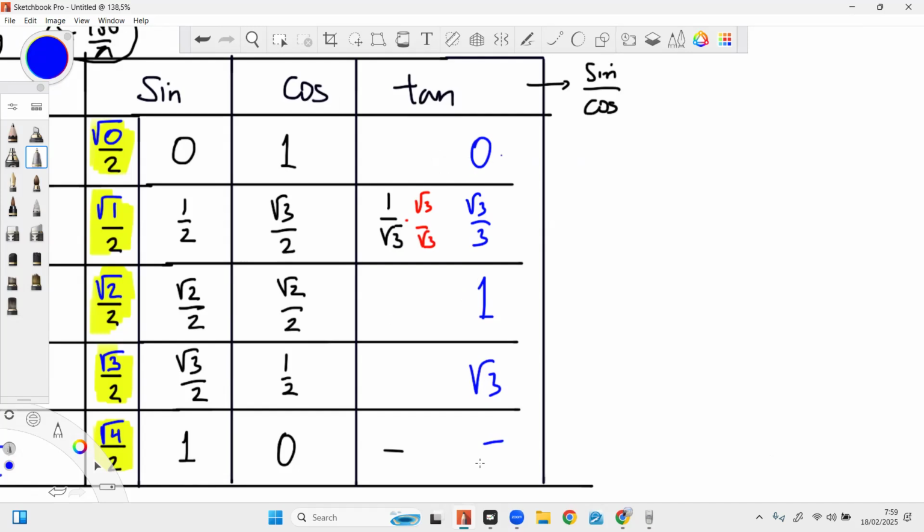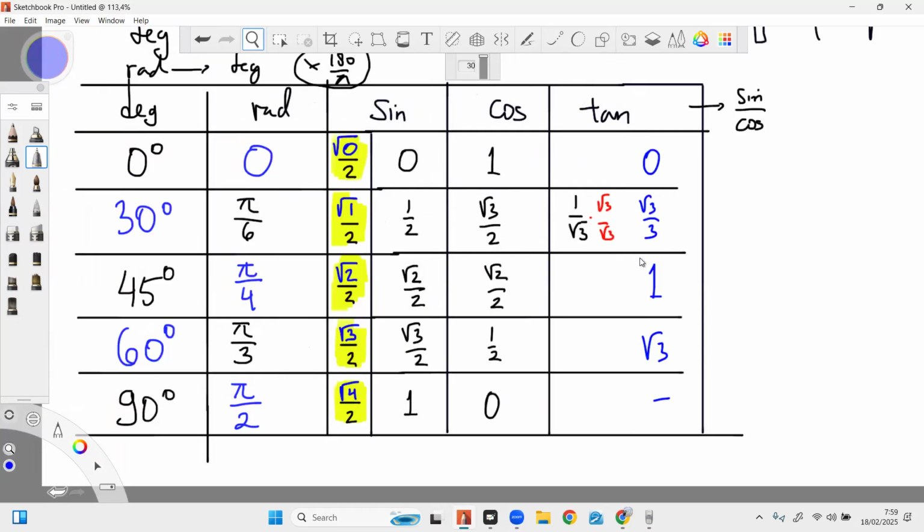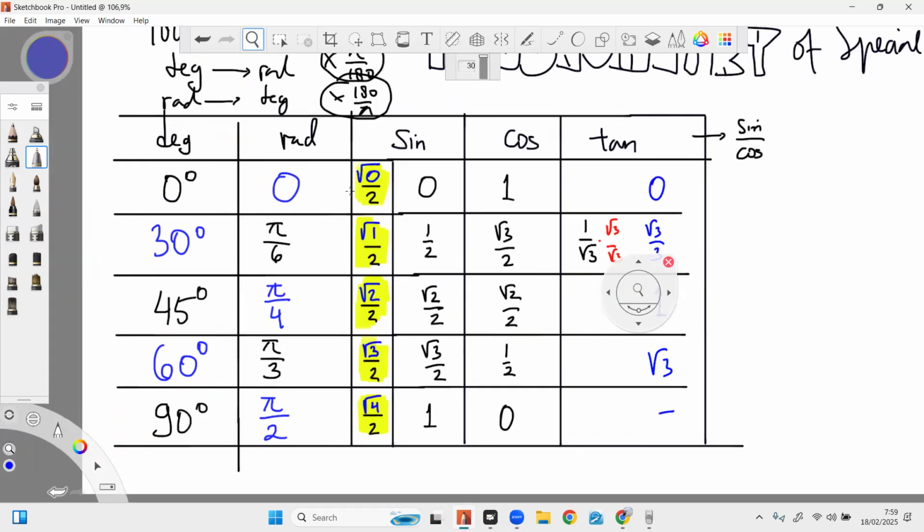That's it. So dash means no value because tan of 90 does not exist. Okay, that's it. So first, like what I said, if you memorize sine, you can memorize all. Sine simplifies to 0, half, square root 2 over 2, square root 3 over 2, 1. Cos, opposite the order. See? Opposing the order.